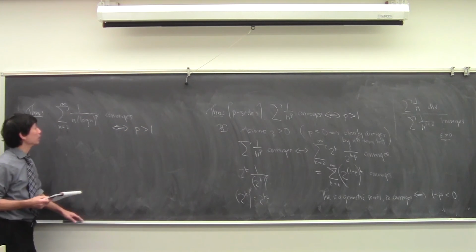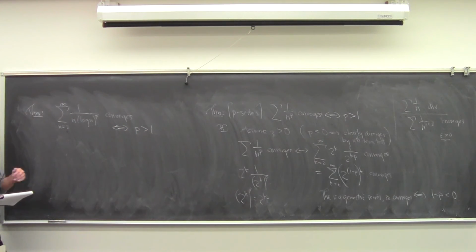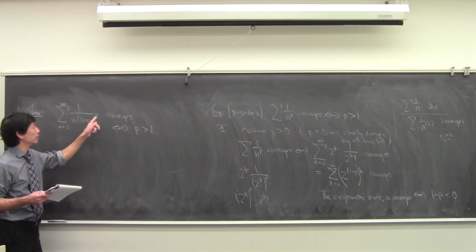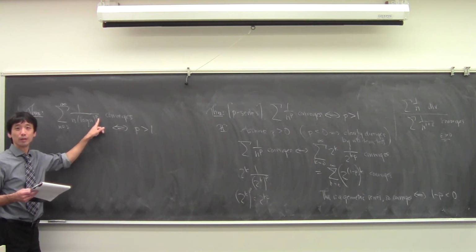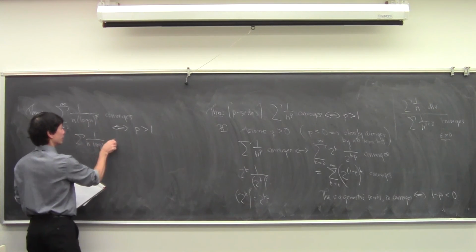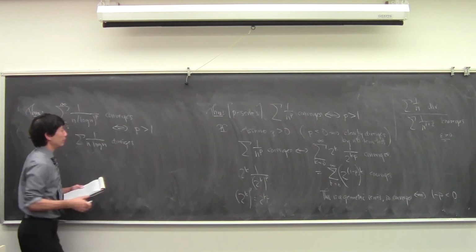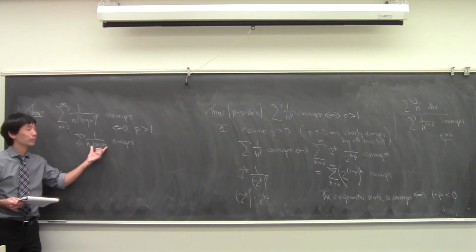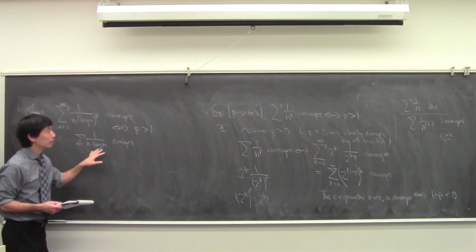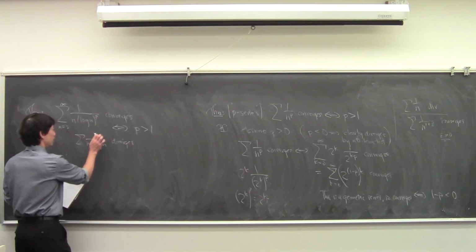Okay, so something similar. This thing is going to converge as long as you have p bigger than 1 here. So for example, 1 over n log n diverges, but 1 over n log n to some power bigger than 1 is going to converge.